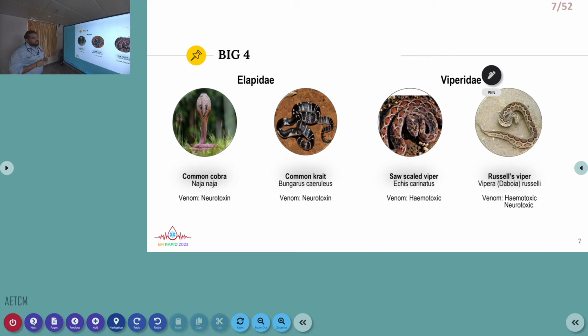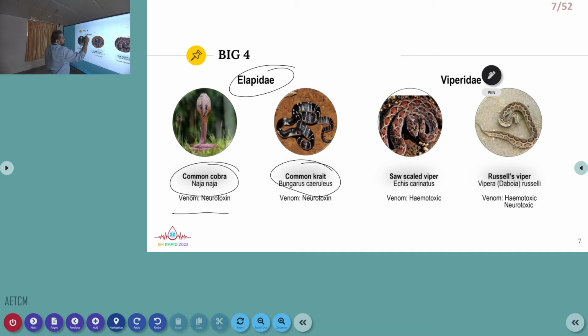This is again the pictorial representation. The common cobra, the Naja. You have to remember the venom is primarily neurotoxin. Then you have the common krait, Bungarus caeruleus. Again, these two are of the Elapidae family, so the venom is neurotoxin. And you have the Viperidae family, where you have the saw-scale viper and Russell's viper.